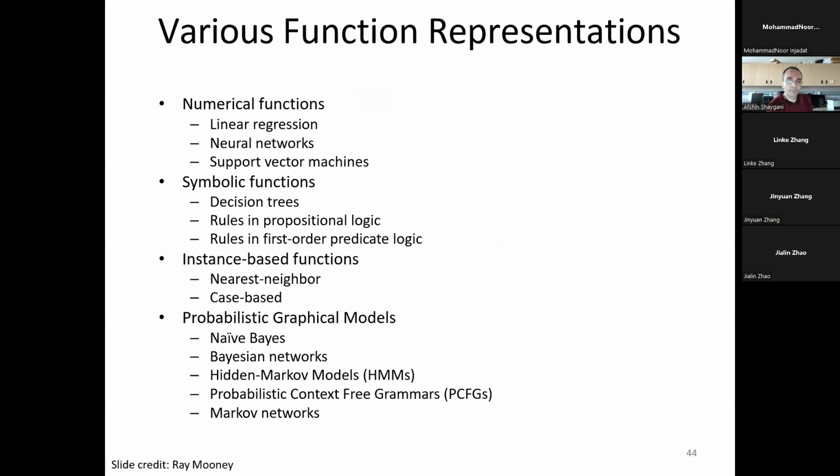So numerical functions like linear regression, neural networks, and support vector machines are examples of machine learning techniques, and we classify them by their function. If we use a numerical function, we'll use linear regression, neural networks, support vector machines. If we use a symbolic function, we'll use decision trees, rules, and rules in first-order predicate logic. If we use an instance-based function, then we'll use nearest neighbor and case-based. If we are following a probabilistic model, then naive Bayes, Bayesian networks, hidden Markov models, probabilistic context-free grammars, and Markov networks would be the most commonly known techniques that we'll use if we are targeting a probabilistic machine learning framework.